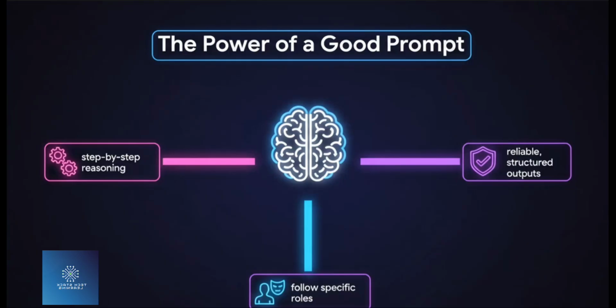So let's just recap the big idea here. A good prompt, it's like a perfect set of instructions for a super brilliant but very literal assistant. It does 3 things incredibly well. 1, it enables that step-by-step reasoning. 2, it makes sure the agent sticks to a specific role. And 3, it gives you reliable, structured outputs you can actually count on. Without that clarity, even the best AI models can give you garbage. But with it, you can build just about anything.